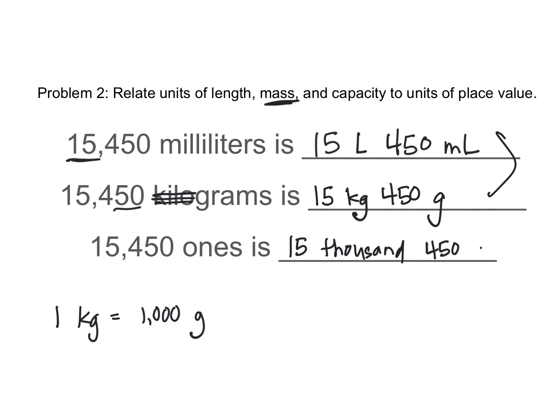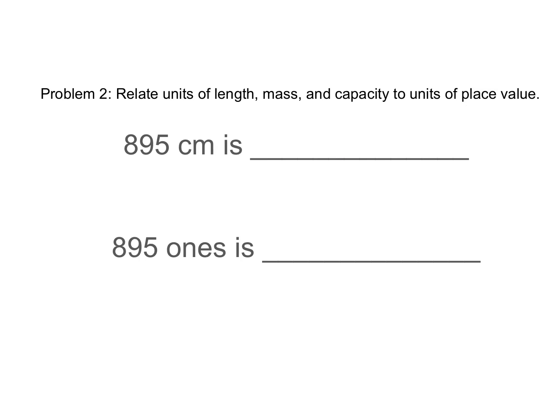450 ones. And that's how we could compare all of those to those things that we know about place value, which we've been studying actually all year. All right, let's look at what we know about this right here, 895 centimeters. Well, what do we know about centimeters in their relationship to meters? We know that 1 meter is equal to 100 centimeters, right?